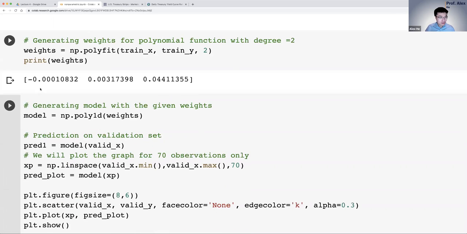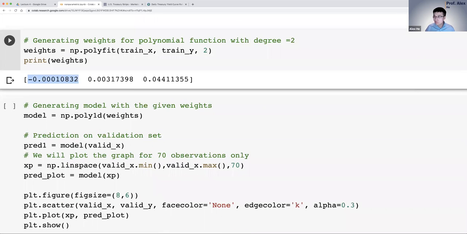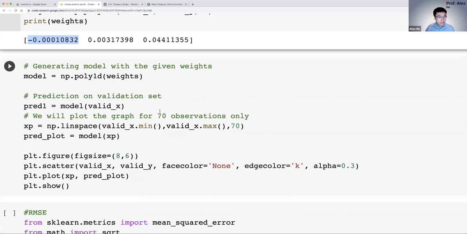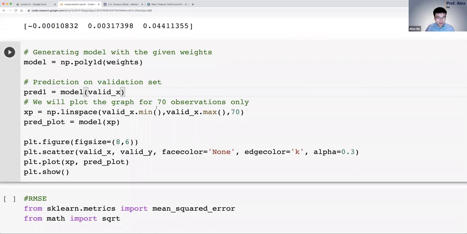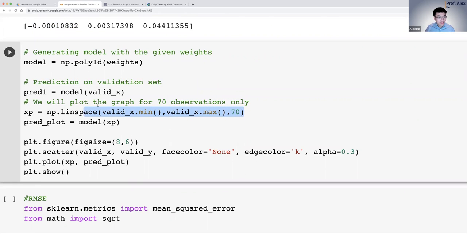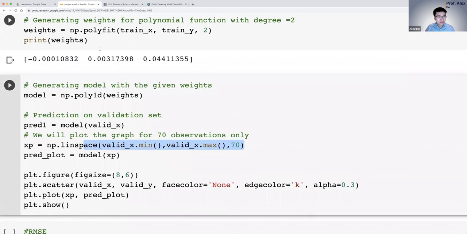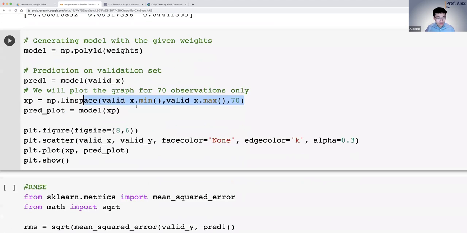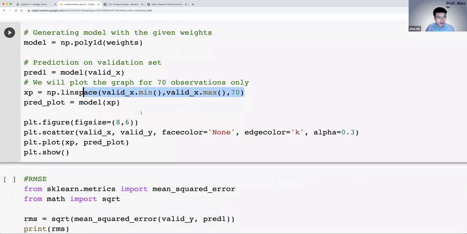And when we do that, these are the coefficients. So the first is the coefficient for x squared. So this is negative, meaning that this is overall a concave function, right? Which is what we see here. And then you could also plot that function. So here is picking a number of points between the minimum value of x and maximum value of x. So let's pick 70 points evenly spaced. And then for every x, we can calculate the value of that function, which is our prediction from that model. And then we can plot that value for this validation set.